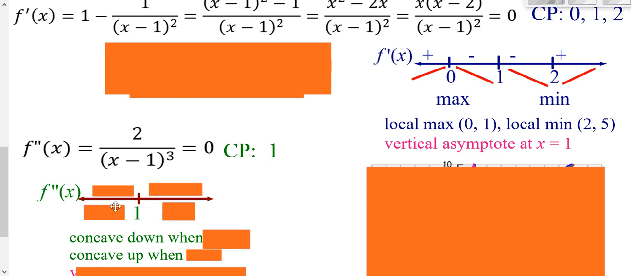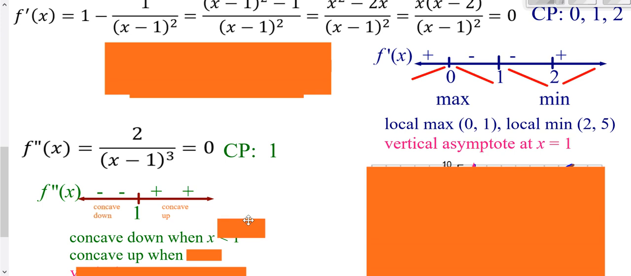Try a number to the left of 1, like 0. 0 minus 1 is negative 1, cubed is negative. Top's positive, bottom's negative, so we get a negative, so that means over here to the left of 1, we're concave down. Try a number to the right of 1, like 2. 2 minus 1 is positive. Positive cubed is positive. Positive over a positive is a positive. So you know to the right of 1, you are concave up. So you're concave down to the left of 1 and concave up to the right of 1.